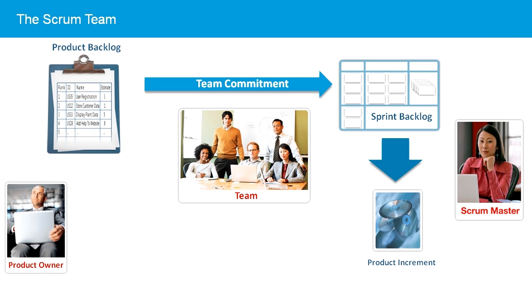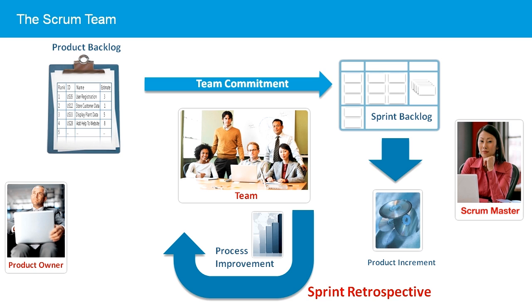The team's work during the sprint results in a product increment, containing the functionality in the sprint backlog built upon the functionality delivered in previous sprints. The product increment is demonstrated to stakeholders at the end of the sprint in the sprint review meeting, and the entire cycle begins again with the next sprint.